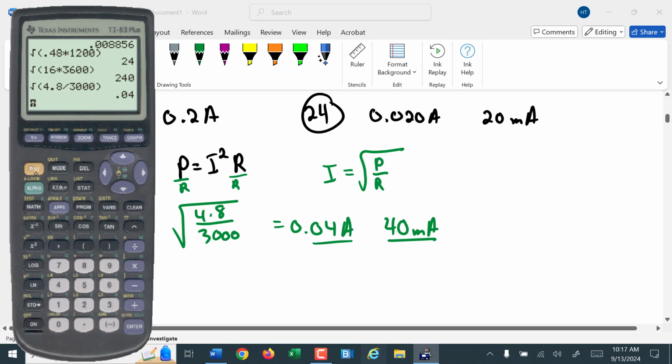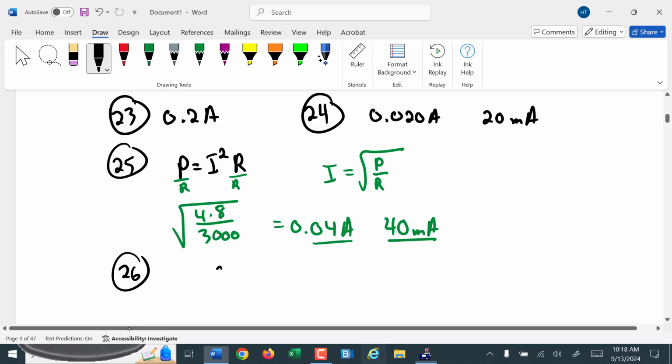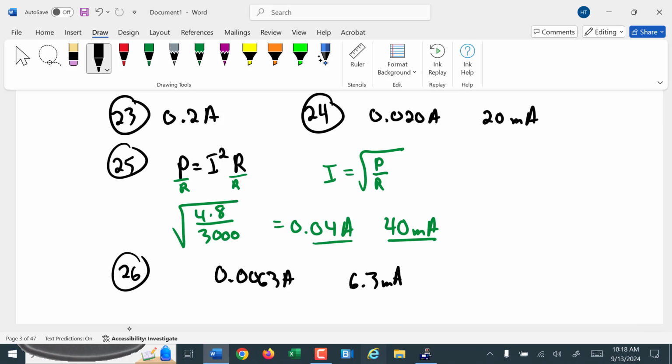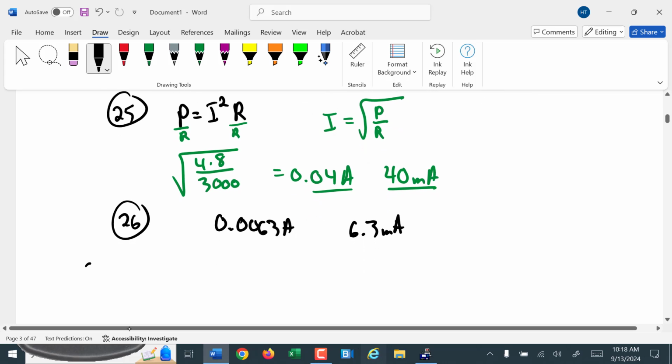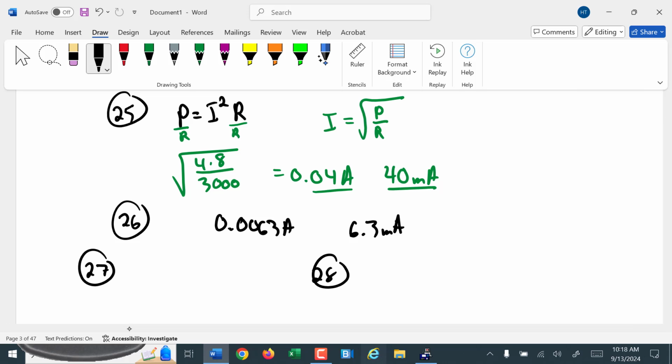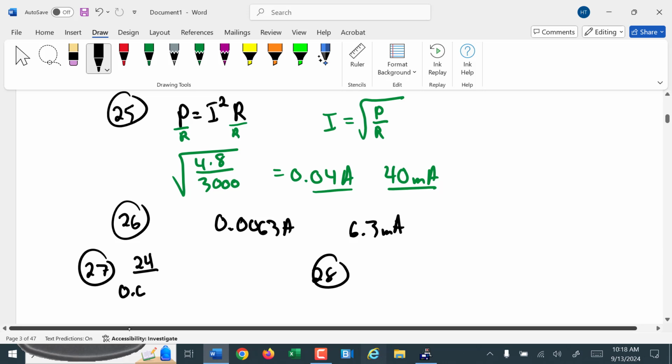26, same formula, square root of, so it's milliwatts, that's 0.06 watts, divided by 1.5 kilo ohms is 1,500 ohms, give us 0.0063 amps, or again, 6.3 milliamps if you prefer that notation. So 27, find the resistance. Voltage of 24 volts divided by current of 0.048, because the 48 milliamps gives us 500 ohms.